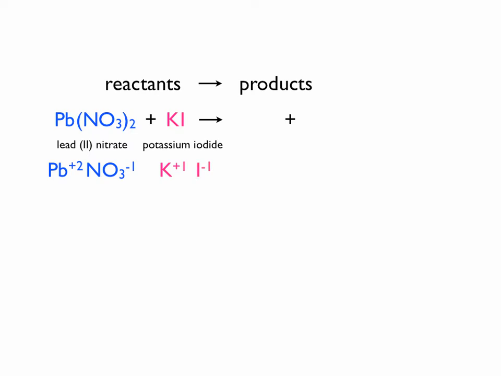What happens is that these two reactants rearrange in terms of the atoms inside of the compounds. The lead is no longer going to be attached to the nitrate, but is going to get together with the iodine. And the potassium is no longer going to be with the iodine, it is going to get together with the nitrate. This is what happens in a typical chemical reaction: the atoms, or the ions in this case, rearrange to form two brand new chemical compounds.